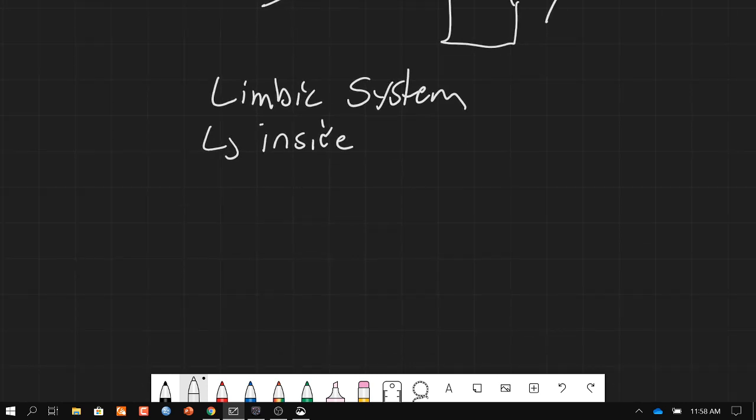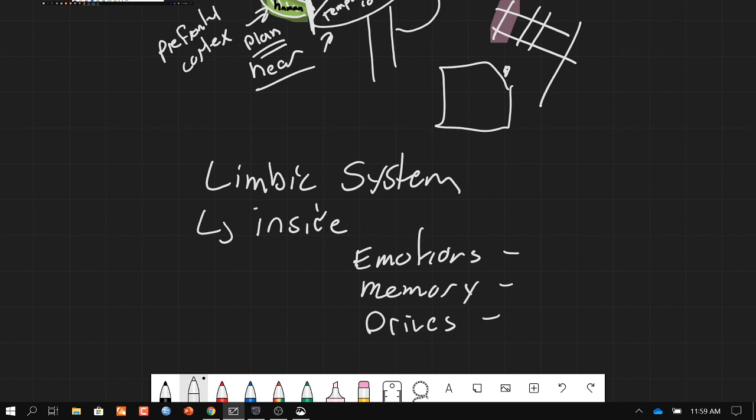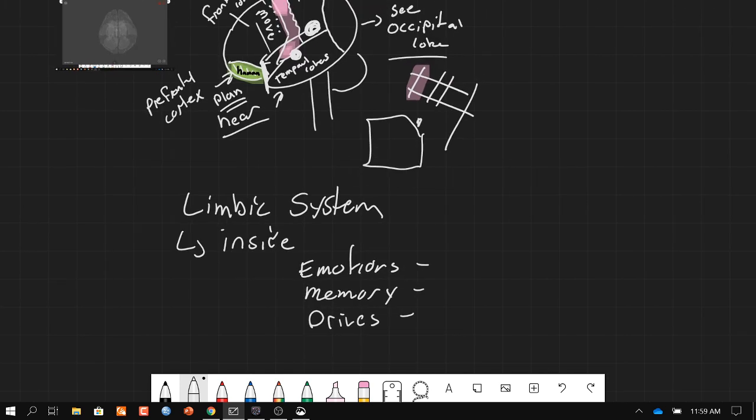Now, the limbic system inside the brain is where your emotions come from. Your memory and your drives. The surface of the brain is where consciousness is. Inside the brain, we're getting to sociopath in a second, are emotions, memories, and drives. What prevents you from doing things that are bad for other people? Your emotions.